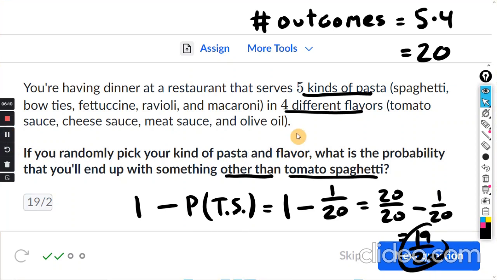All right, I don't have enough room to write out all of the options. But like I said, 5 times 4 is 20. There's 20 outcomes, so that goes in the denominator. Tomato spaghetti is only one of those.